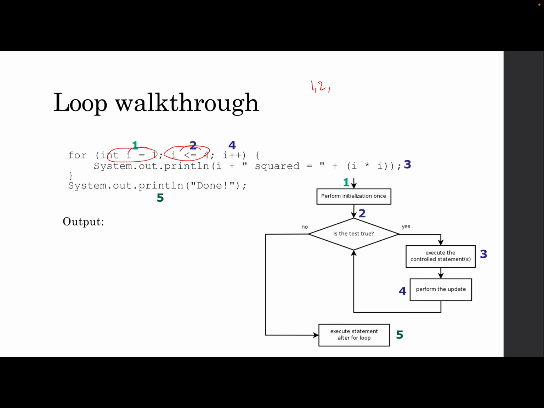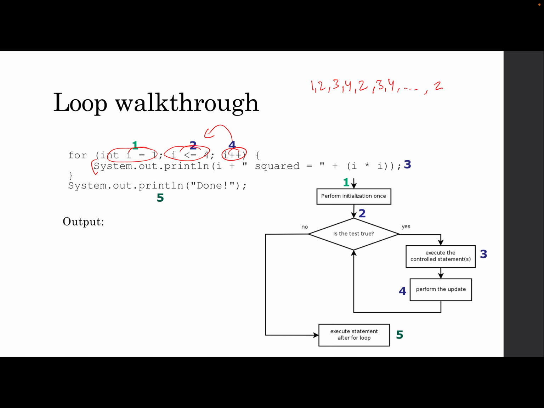So we execute the body, and the body is just this simple print statement that prints out i and i squared. Once this prints out, so we do the third statement here, then we go to statement 4. We execute i++, so i becomes 2. Now we check the condition again. We go to statement 2, and we check, is 2 less than or equal to 4? Yes. So we execute the body again. We execute 3, then we execute 4, and then we test again, and we keep doing this until i becomes 5. This pattern repeats itself until we get to statement 2 and i becomes 5.